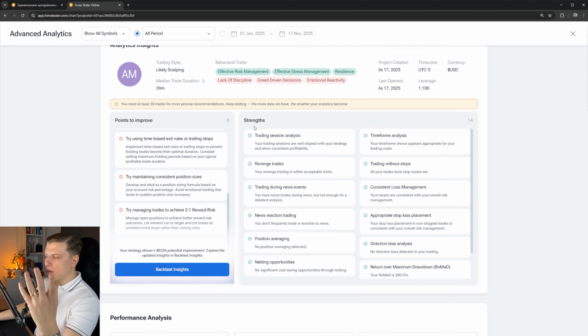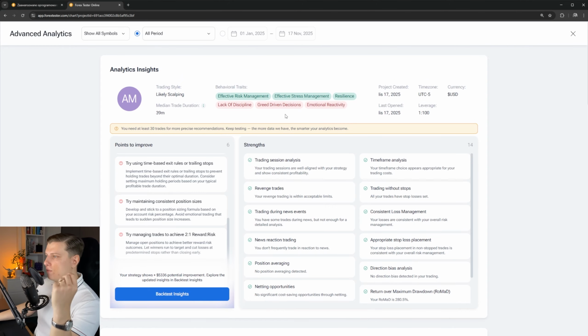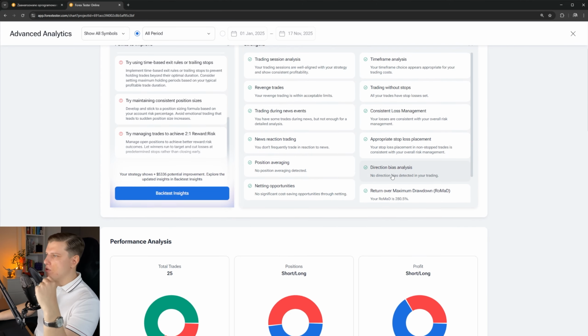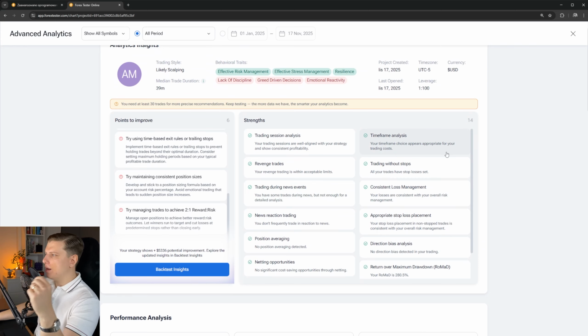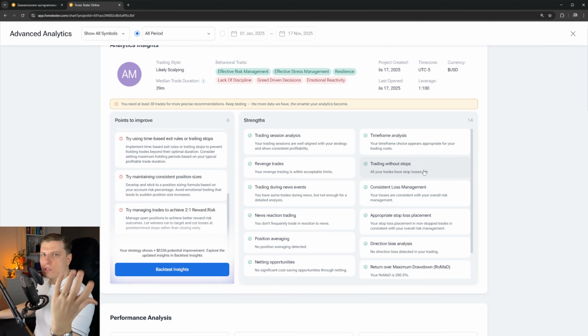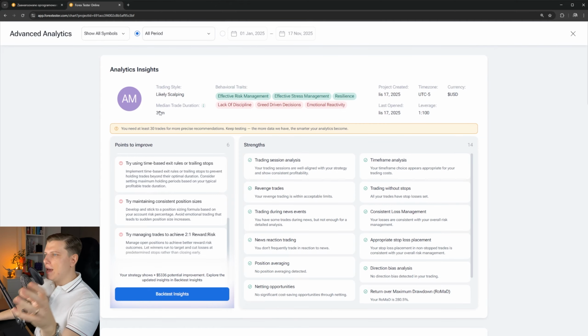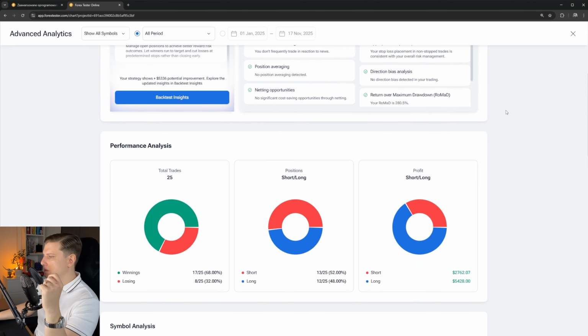But our strengths, as you can see, there's a lot of them, and the system will tell you if something is wrong with your management, right? Like trading without stops. If you forget about stop losses, the system will tell you about it. And median trade duration, this is pretty cool, 39 minutes. So as you can see, that's pretty awesome.